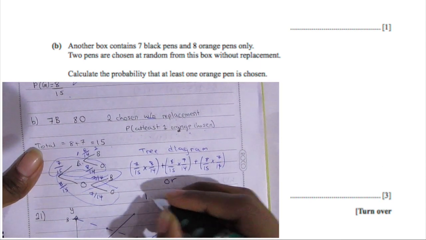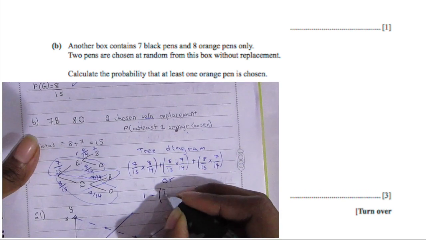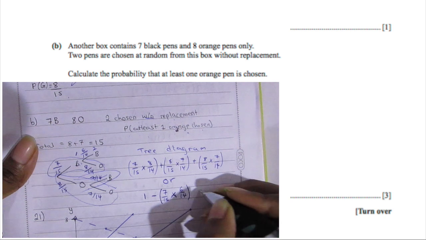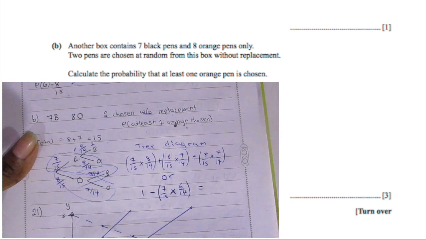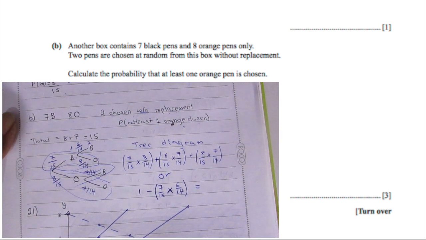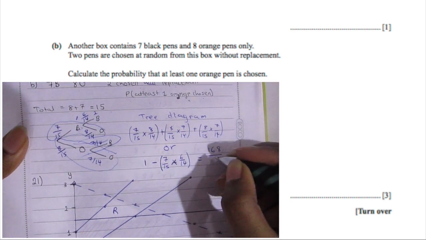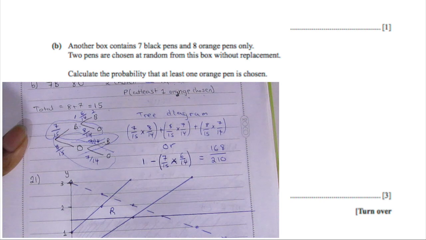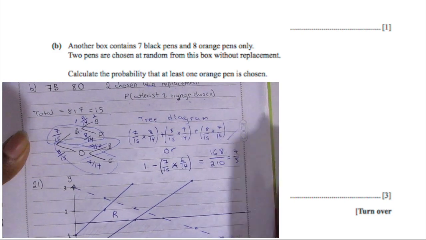Or you can do an easy way, where it's 1 minus the one that doesn't have an orange at all, which is the black times the black. So 1 minus 7/15 times 6/14. Of course, it's 1 minus the thing because 1 is the total probability. If you add them all up together, it will always give you 1. That's how you know your tree diagram is correct. So you're going to place that in your calculator and get the answer, which in this case is 168 over 210. And if you simplify that, or just use your calculator to do that, it'll give you 4/5. You can keep it as 168 over 210 or 4/5. You'll still get the marks.